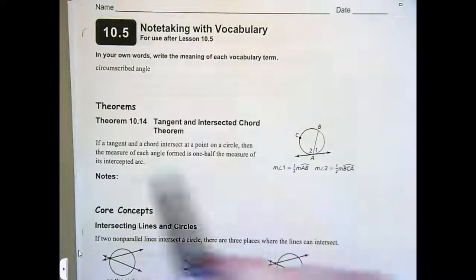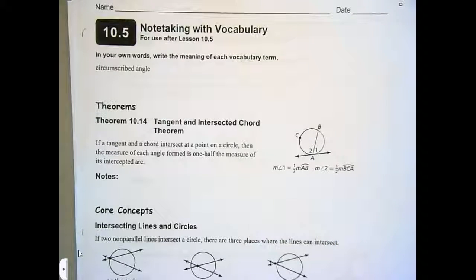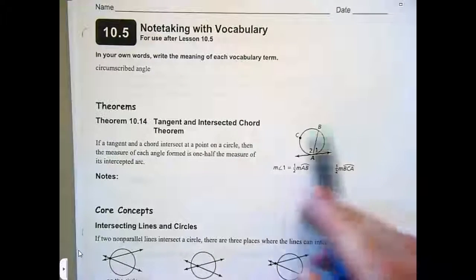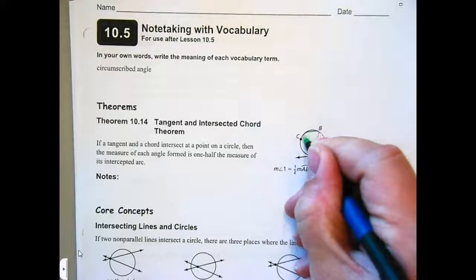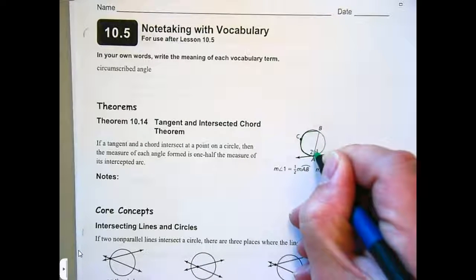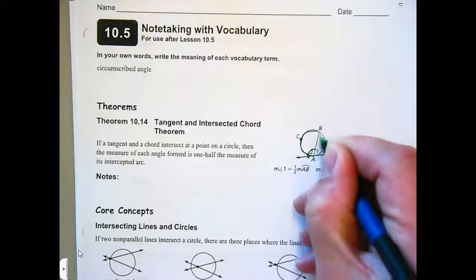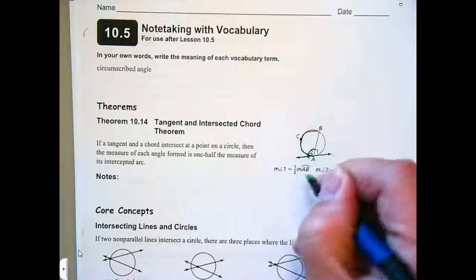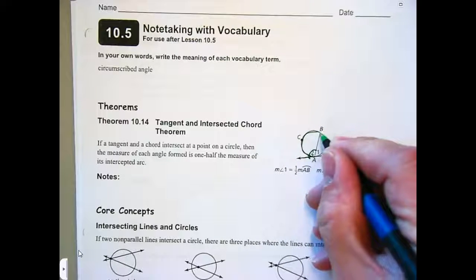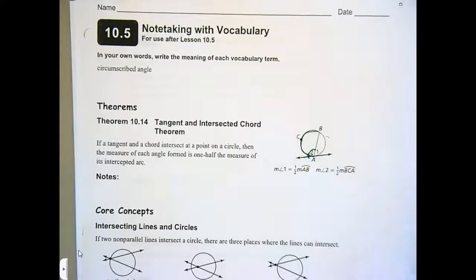10.14, tangent intersected a chord theorem. Tell your neighbor what it means in your own words. This angle is 1/2 of AB. How many of you remember the problems like that on yesterday's assignment? If I have this arc, BCA, angle 2, the angle that's formed by that chord and that tangent is 1/2 of the measure of that arc. Angle 1 is half the measure of BA.